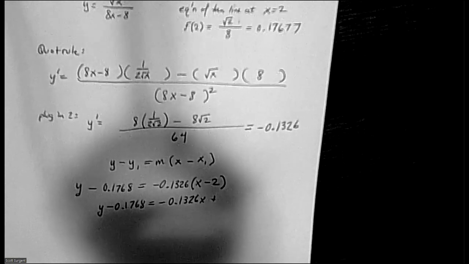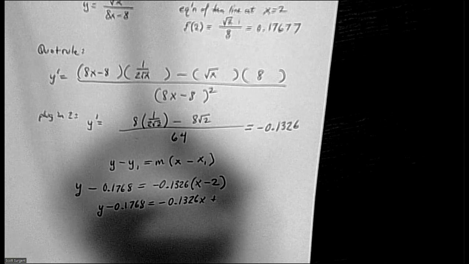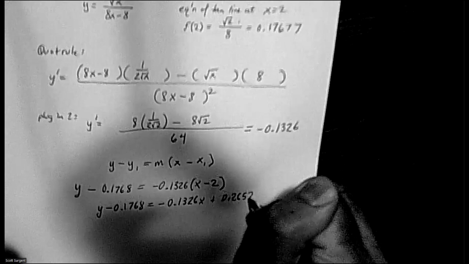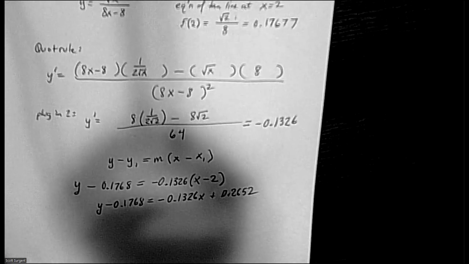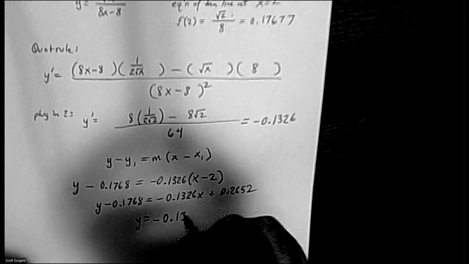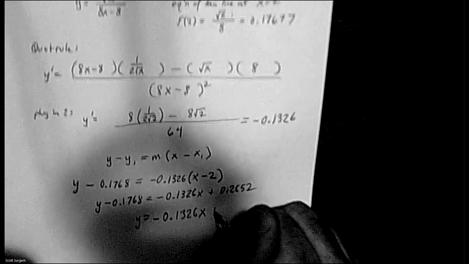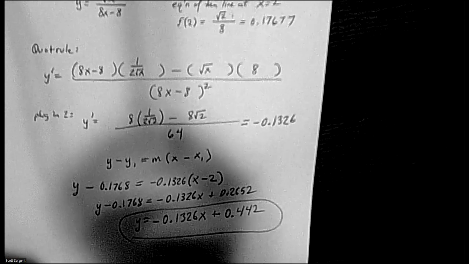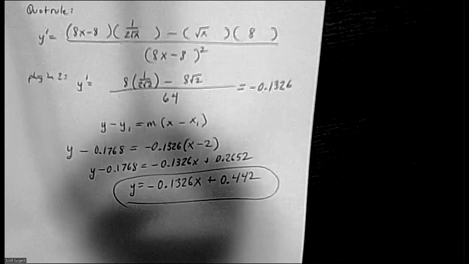Let's multiply that by 2. I'm going to screw that up, so I'll use my calculator. 0.2652, the negatives cancel. And then I'll add the 0.1768. And your final answer should be that, I hope. Okay.